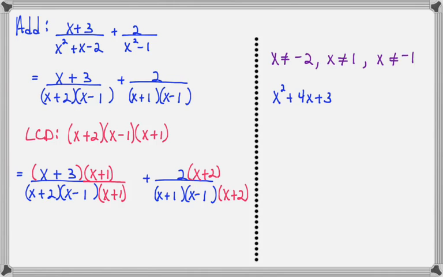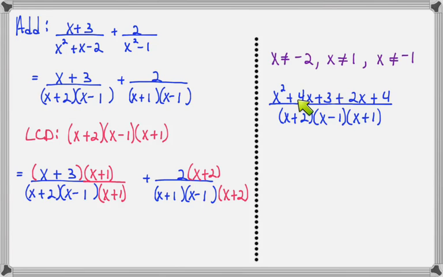Let's go ahead and multiply these two binomials together. So x times x is x squared, outer plus inner is 4x, and last times last is 3. Now I'm going to distribute this 2. And so here is our new numerator. And our denominator is still these three factors here. And of course it doesn't matter what order you write them in.